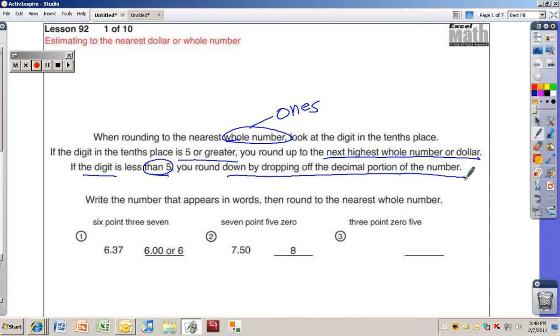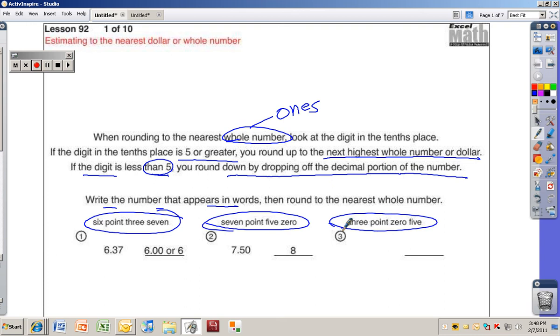So let's take a look at a couple of problems here. Write the number that appears in words. That's probably not on your page. The words are right here. And then round it to the nearest whole number. The first one says 6.37. They have 6.37 probably already on your page. You look to the right of the ones place or the whole numbers place. That 3 tells that 6 to stay the same. In other words, we're rounding down. So the answer is 6.00 or just plain old 6.